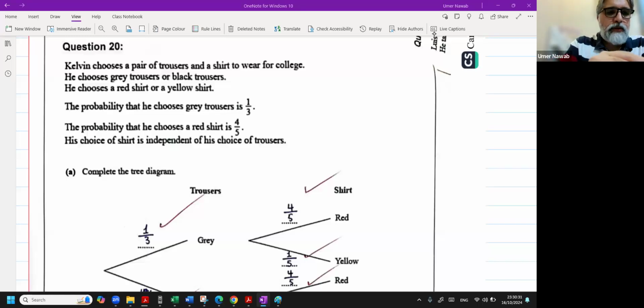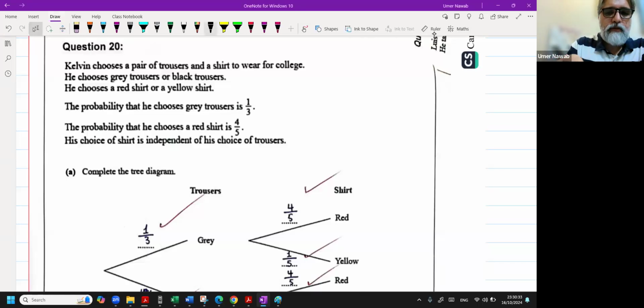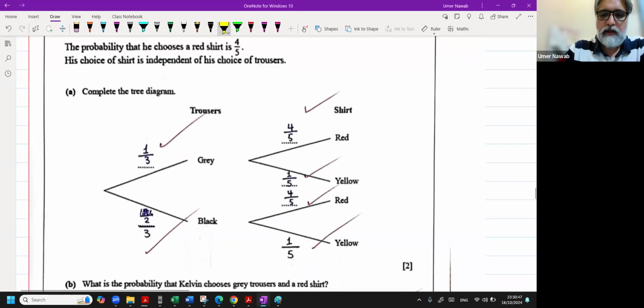Now, question number 20, you can look at that, in which he says Calvin chooses a pair of trousers and a shirt to wear for college. He chooses gray trousers or black trousers. So in the first trial, I have either gray trousers or black trousers.